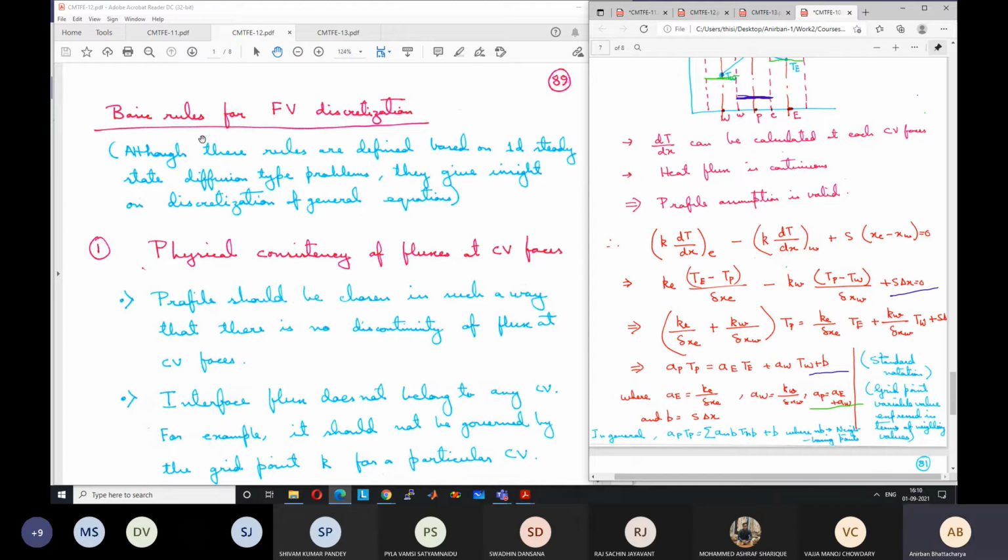So there are 4 rules which are outlined in Patankar. He has written the book in that way, and we follow that pattern. It could have been different also. The first one is the most important one. Just to summarize, although these rules are defined based on 1D steady state diffusion type problems, like the problem we have studied, they give insight on discretization of general equations like 2D or 3D equations also. If you follow the rules, the chances of getting a correct solution are better. So what are these rules?